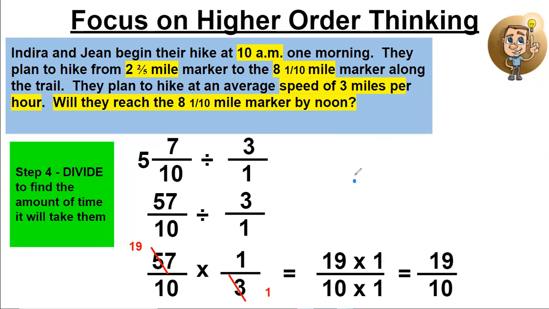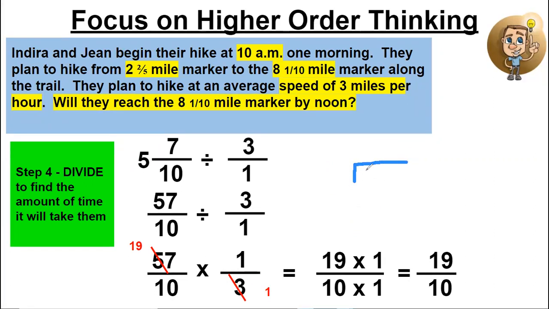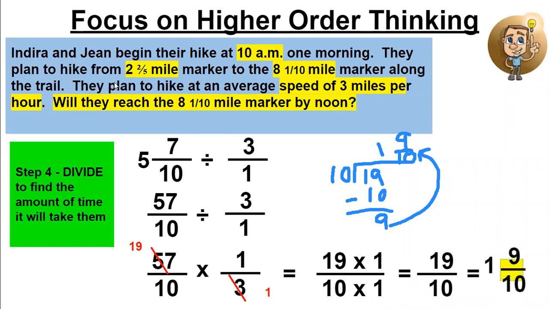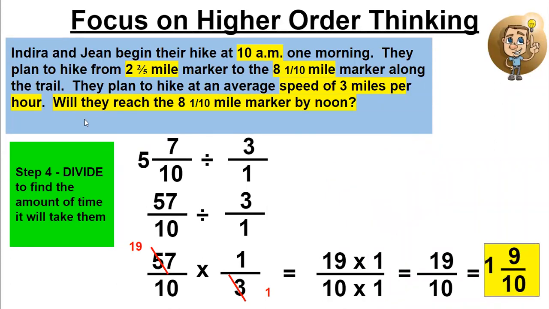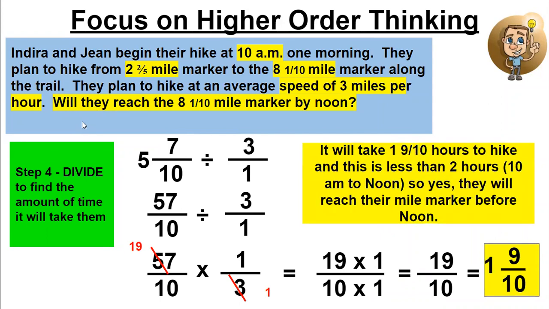Well, if you forgot, you can always go back and watch the multiplying fractions video, but it's 19 divided by 10. 10 will go into 19 once. I subtract 19 minus 10. That gives me 9. So that 9 becomes my numerator, and my denominator stays a 10. So it should be 1 and 9 tenths. There it is, 1 and 9 tenths. And did we answer our question? It will take 1 and 9 tenths hours to hike.